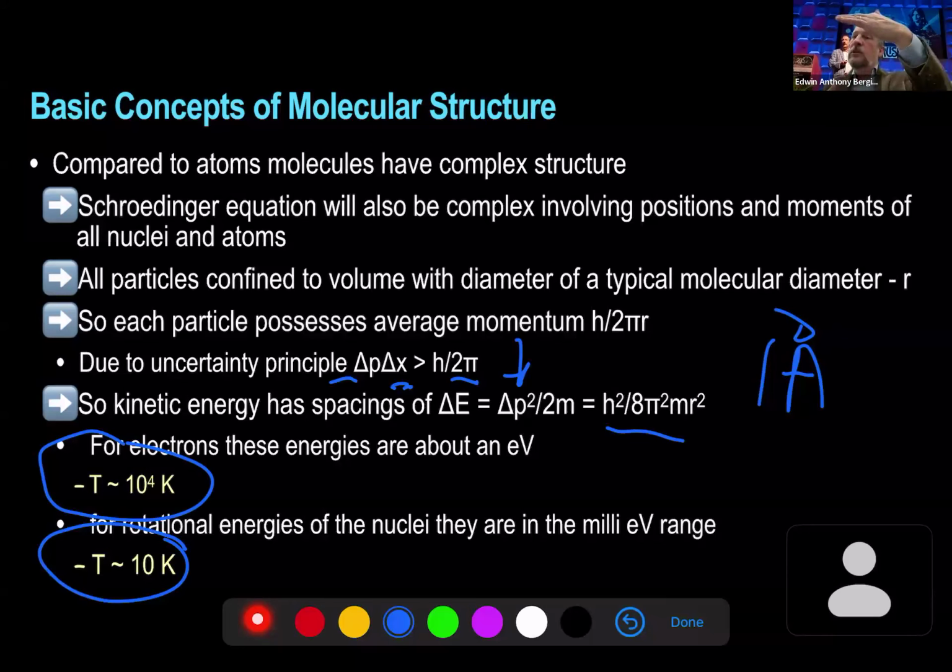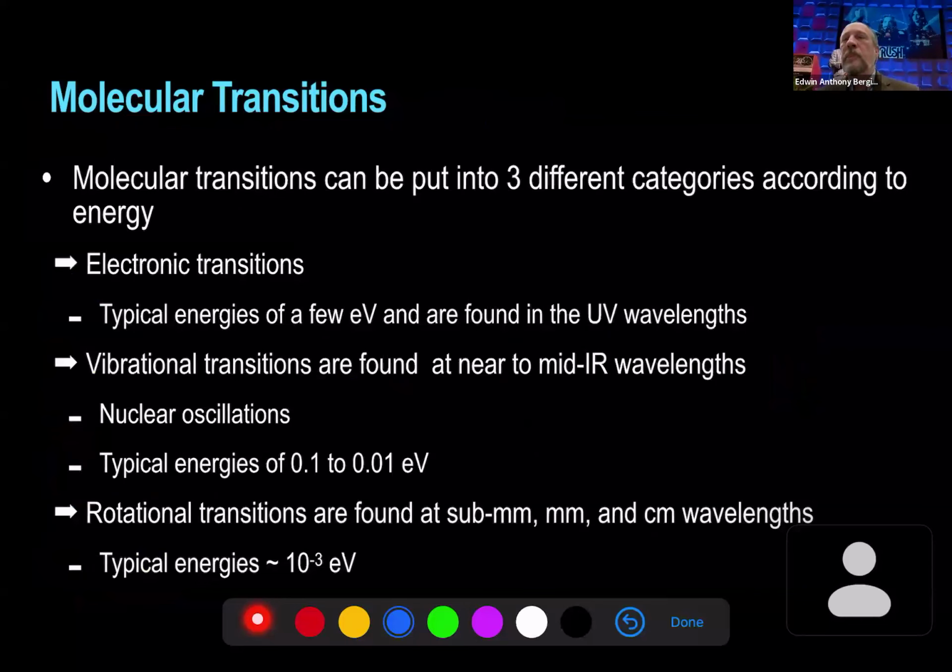They're tracing different conditions in interstellar space. What does that mean? Quite simply, 10K gas will not have much electronic motion or emission, and 1000K, 10,000K gas can have electronic emission. Okay, so what we have is electronic transitions, typical energies of about a few EV. That's in the ultraviolet parts of the spectrum.